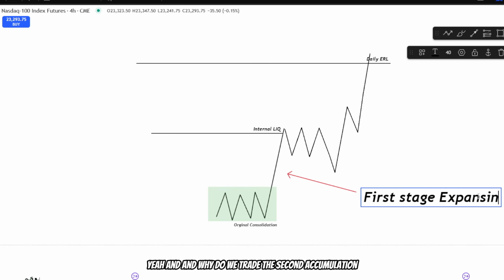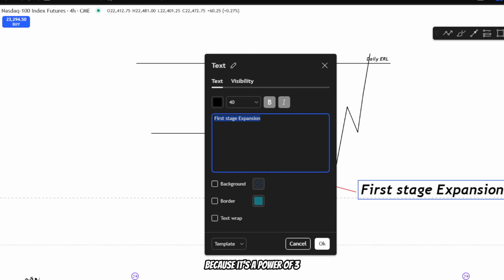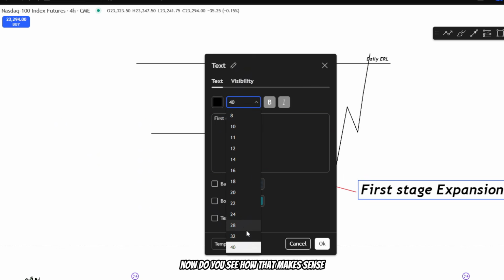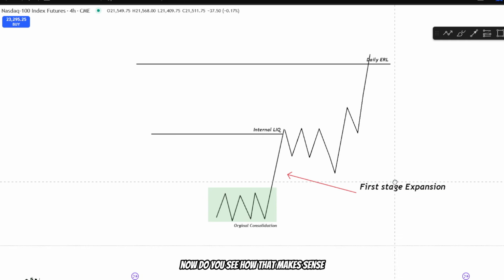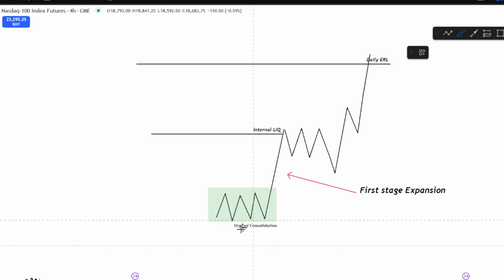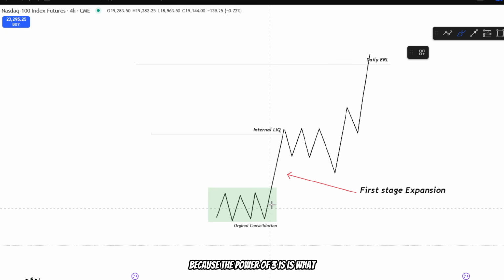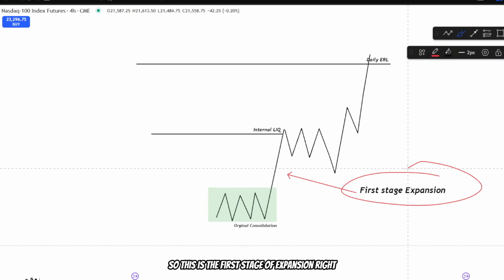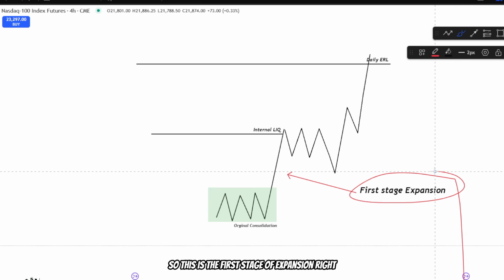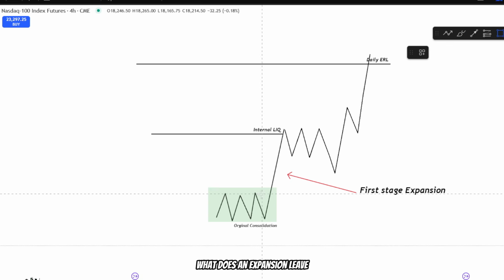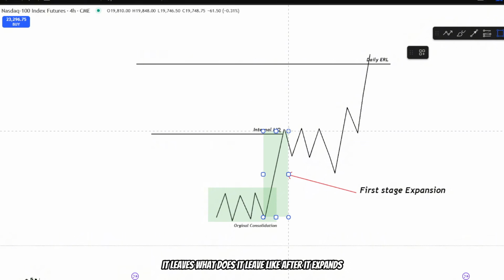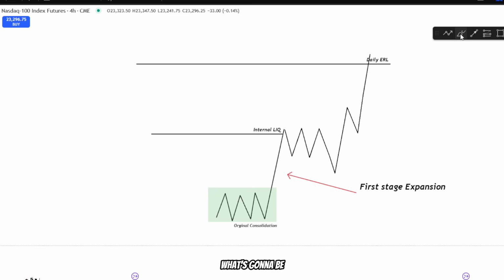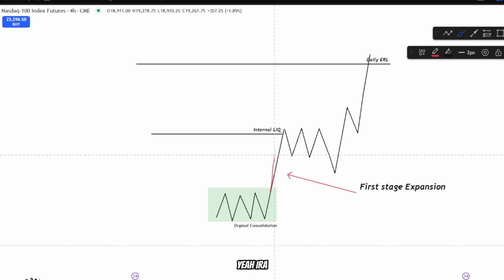And why do we trade the second accumulation? Because it's a power of 3. Now, do you see how that makes sense? How it's a power of 3? Because the power of 3 is what? So we left this internal. This is the first stage of expansion, right? What does an expansion leave? After it expands, what's going to be left? Yeah, IRL, which is a fair value gap.